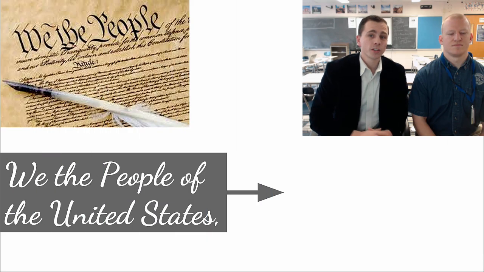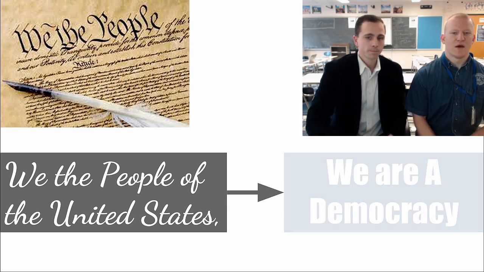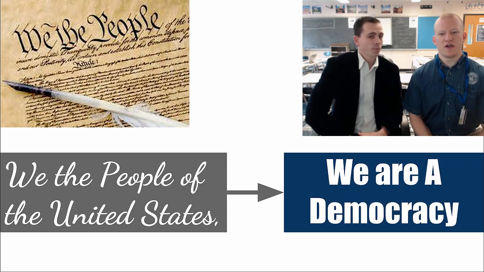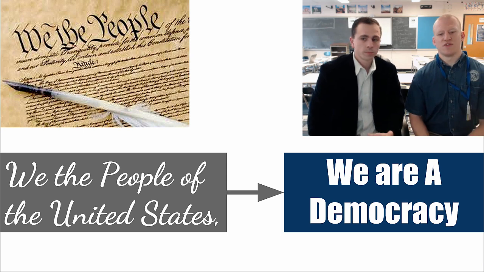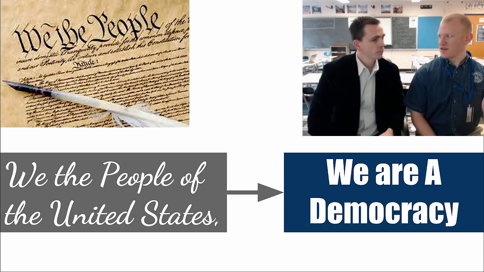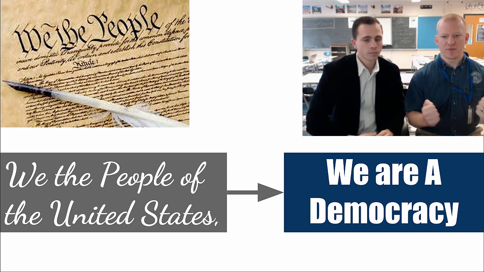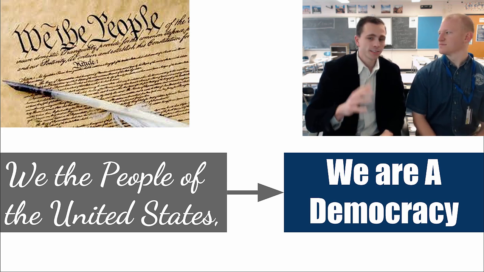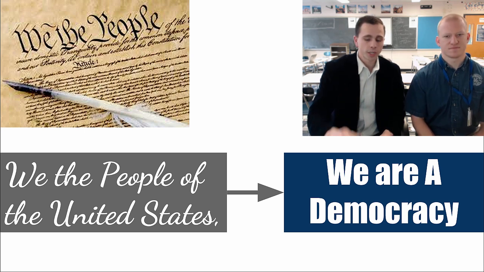Okay, the Preamble starts off with the famous line, "We the people of the United States." Now, what does that mean? Well, essentially, we are a democracy. Also, in the reading that we did, it said that we have this idea of popular sovereignty, right? Which means that not the king, not the courts, the people. The people are the ones who rule in a democratic form of government. Okay, so right off the bat, it explains the type of governmental system that we're going to set up.